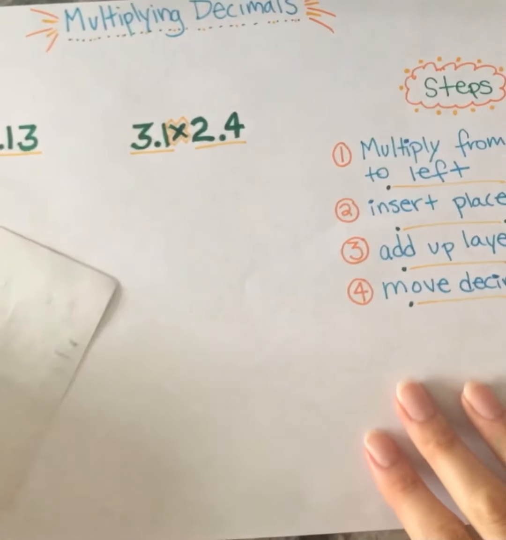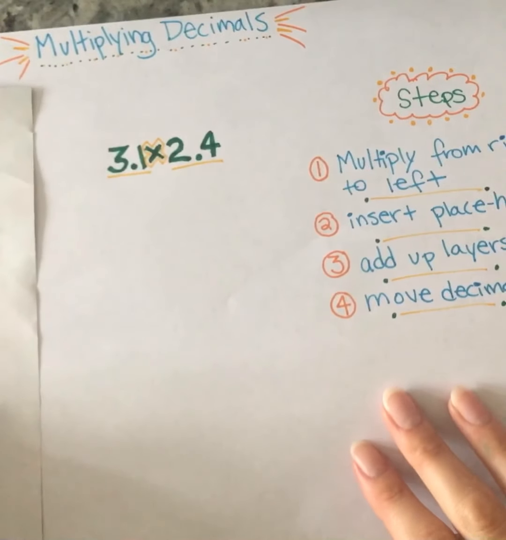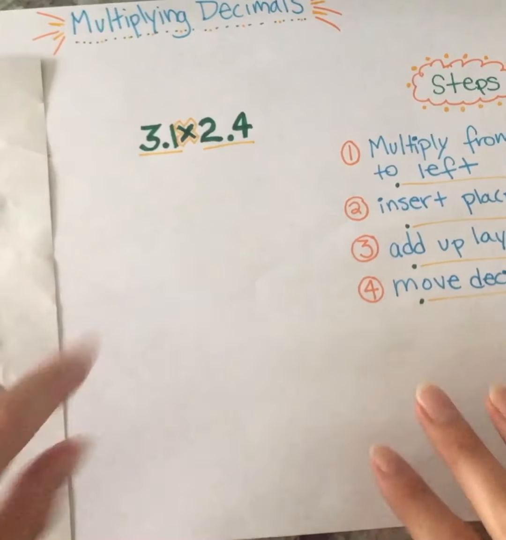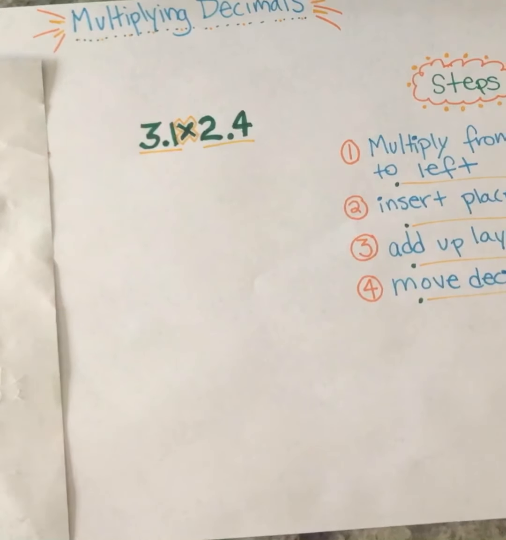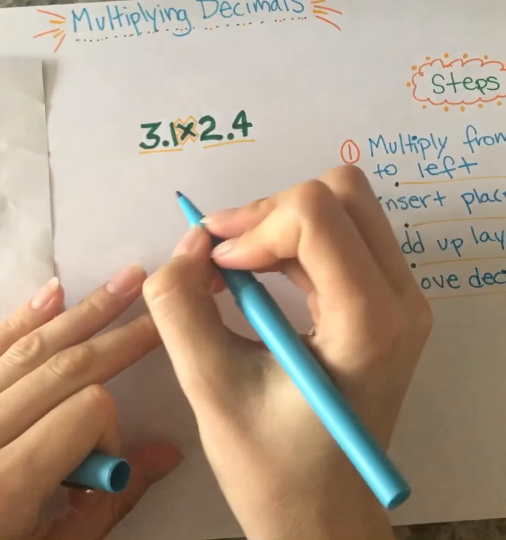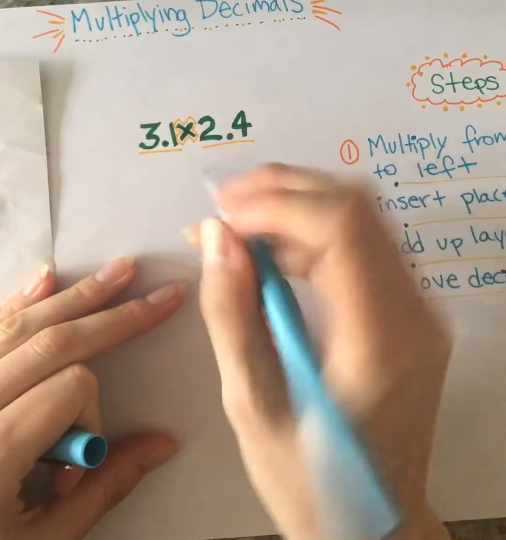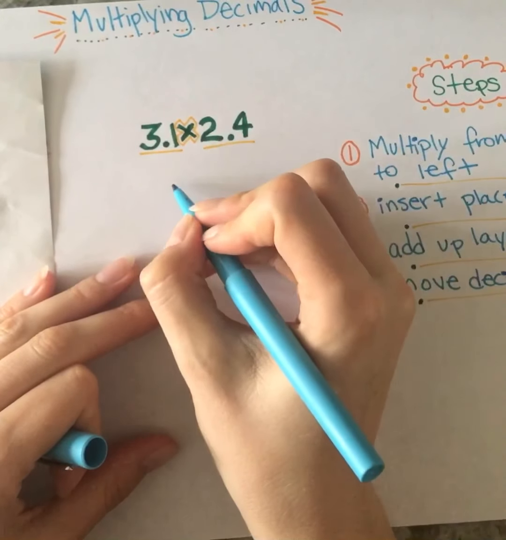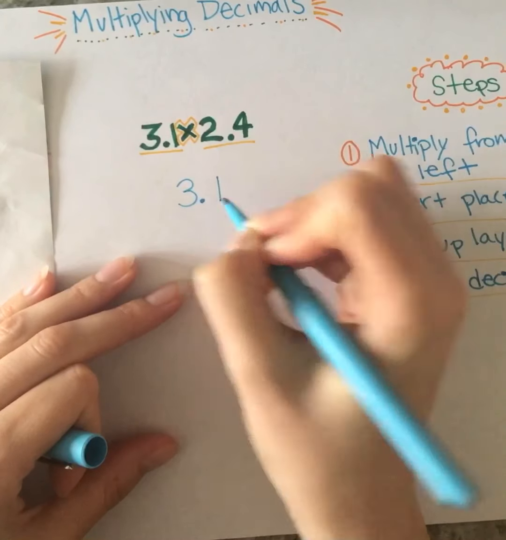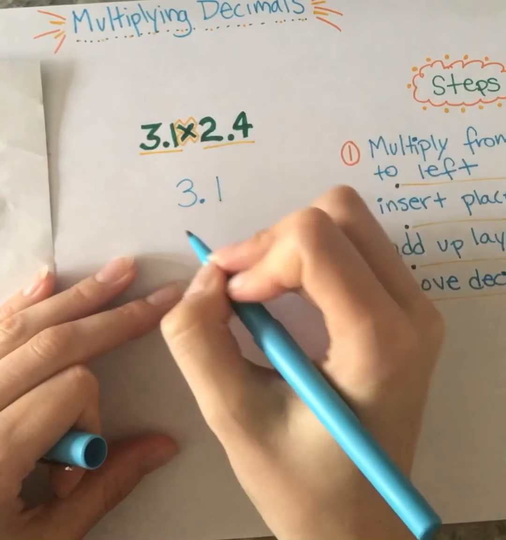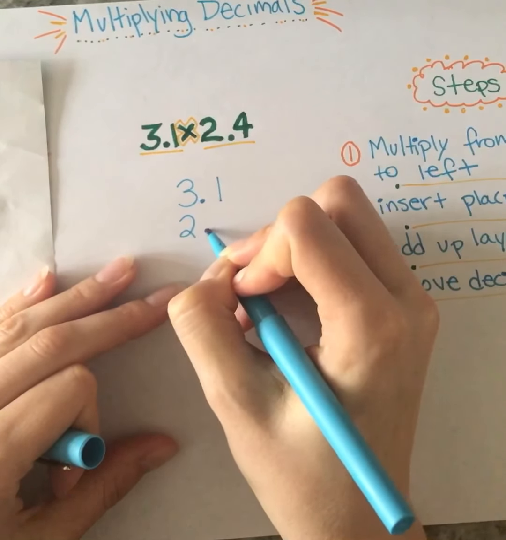The first one we're going to do is 3 1/10 times 2 4/10. So to multiply these, we are going to have to line them up, and use blue. We're going to have to line them up in a vertical way. Right now they're horizontal. We're going to line them up vertically. So I'm going to have 3 1/10 on top, and below it will be 2 4/10.